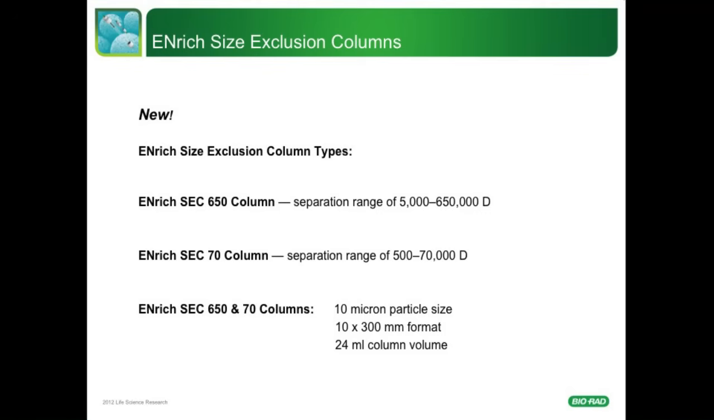Okay, what are the size exclusion column types? Well, we're introducing two types of size exclusion columns. There's the Enrich SEC 650 column that has a separation range of 5,000 to 650,000 Daltons. And we also have an Enrich SEC 70 column that has a separation range of 500 to 70,000 Daltons. Enrich SEC 650 and 70 columns have in common that they have 10 micron particle size beads. They have a 10 by 300 millimeter format, and they have 24 milliliter column volume.